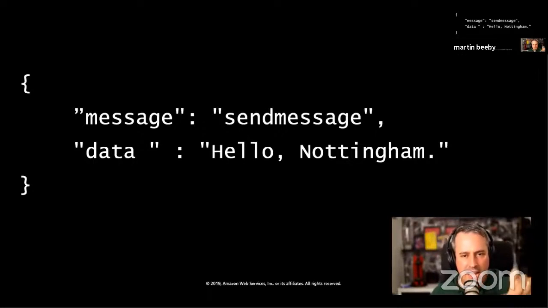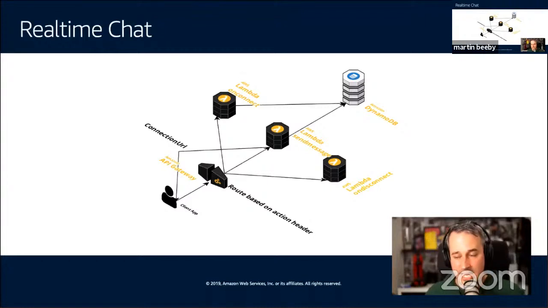It's going to look at that header effectively. It's going to look inside message. It's going to see, oh, send message is there. Then it's going to route that piece of data over to the Lambda function called send message. And then that Lambda function is going to do whatever it does. And what it does is this.